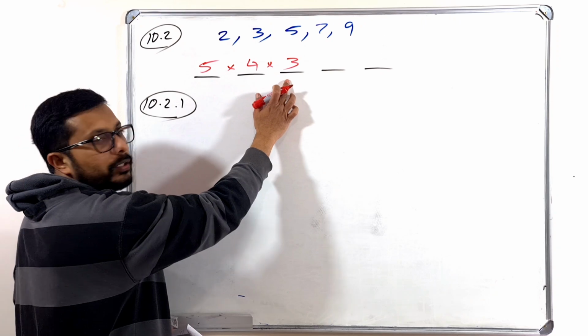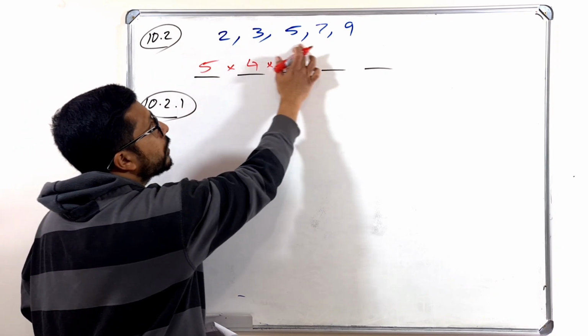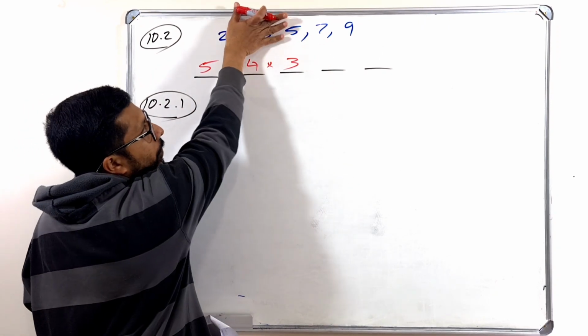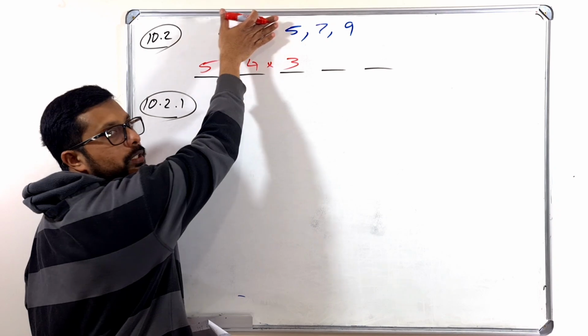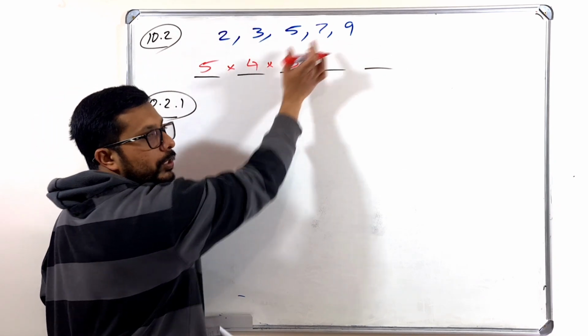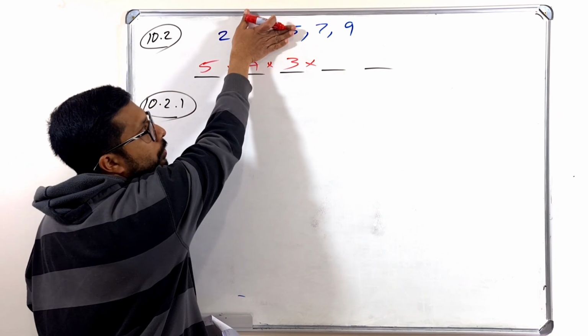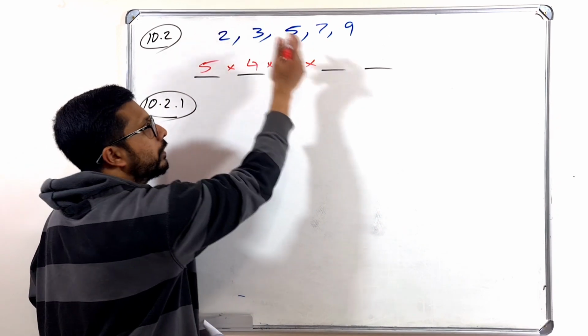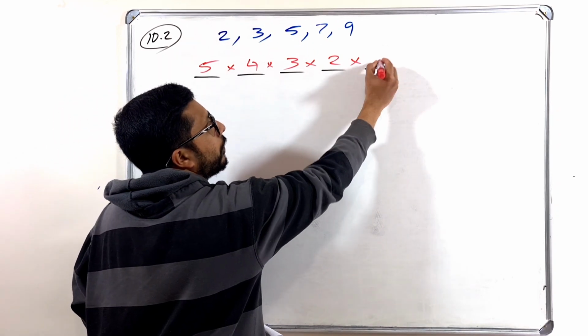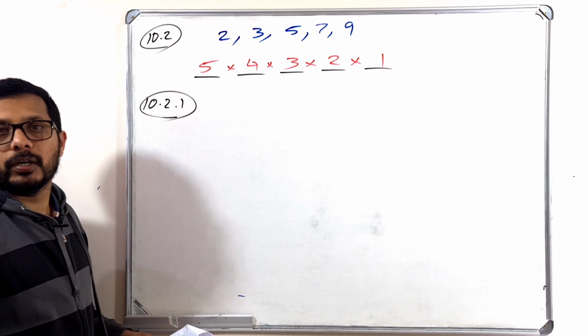Okay, so how many digits have we already used? 1, 2, 3 we already used. Assume that we used these first 3. So the first 3 are gone. So how many options do I have remaining? Only these 2 options. So for this place to be filled, I only have 2 more options. Then the last one, we don't have an option, the last number we have to write there.